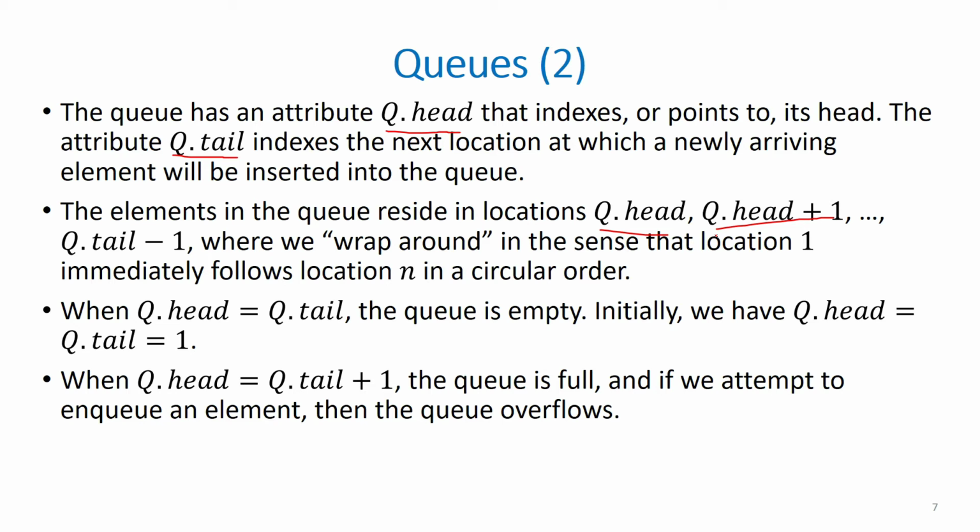A queue can be circular such that the last position, say n, is followed by the first position in the array. You may ask, why is the last element in the queue at location queue.tail - 1 and not at queue.tail? The answer is because we need to be able to distinguish between when the queue is empty and when it is full. When q.head is equal to q.tail, the queue is empty. And when q.head is equal to q.tail + 1, the queue is full. If we try to add a new element in this case, it would result in an overflow.